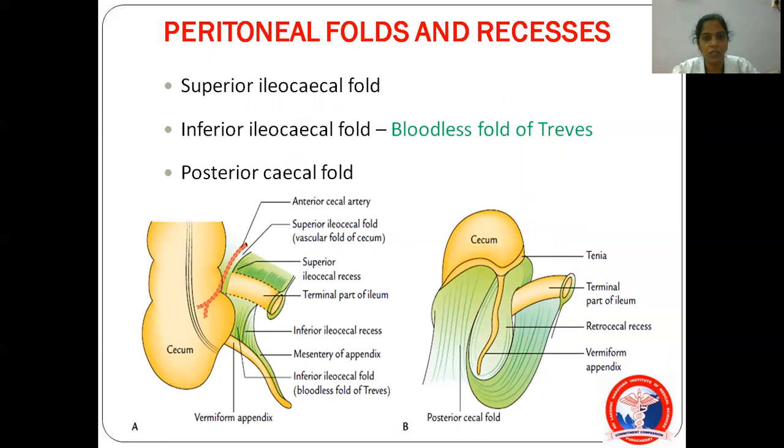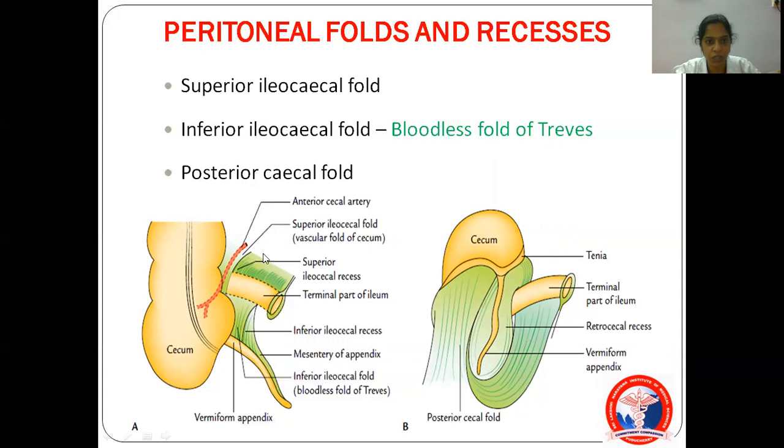Now, the cecum is covered by peritoneum. So we can see folds of peritoneum. Because of those folds, under them we have spaces. Those spaces are called recesses. Near the cecum, we have three peritoneal folds: superior ileocecal fold, inferior ileocecal fold, and posterior cecal fold. Under these three folds, there will be spaces. They are called recesses.